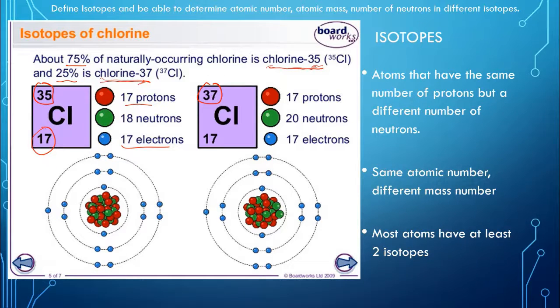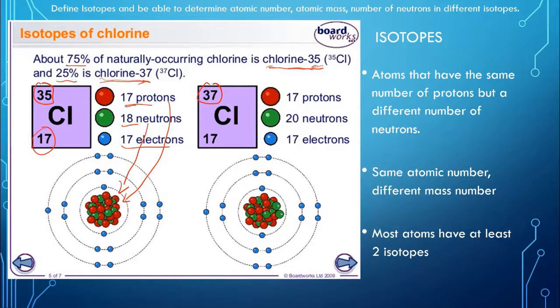So 75% of chlorine is chlorine 35. We have 17 protons and we have 18 neutrons in the nucleus down here. There's 17 protons in there as well. So that gives us a mass number of 35.